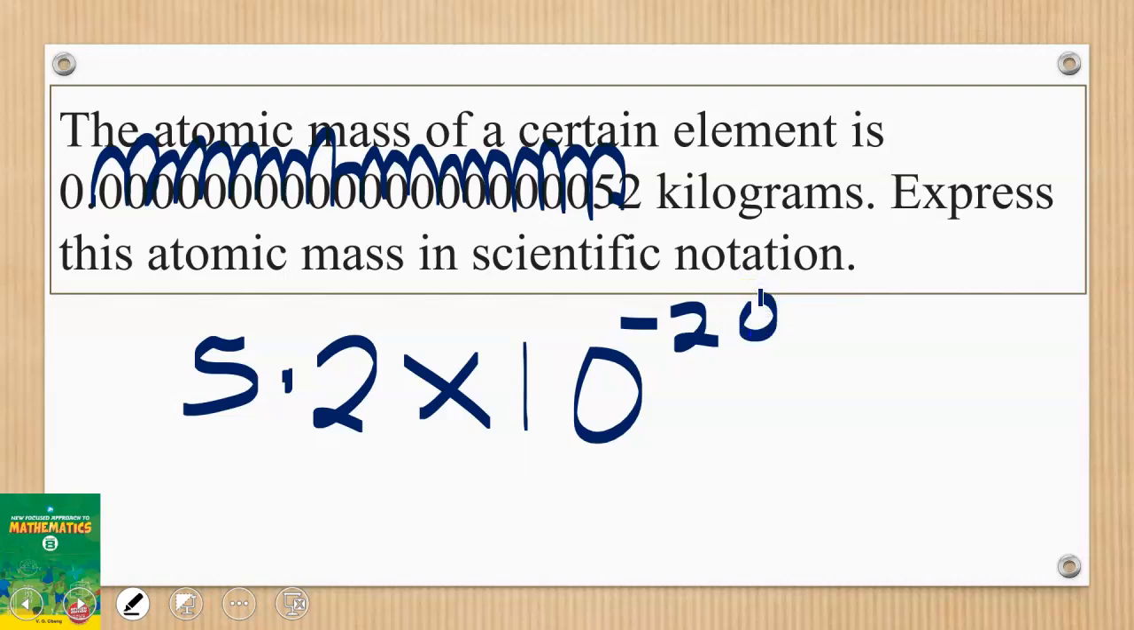And when we move the decimal point from left to right, the exponent is always negative. When we move from right to left, it's always positive. I'm sure this has really helped you to know how to write numbers in scientific notation form or standard form.